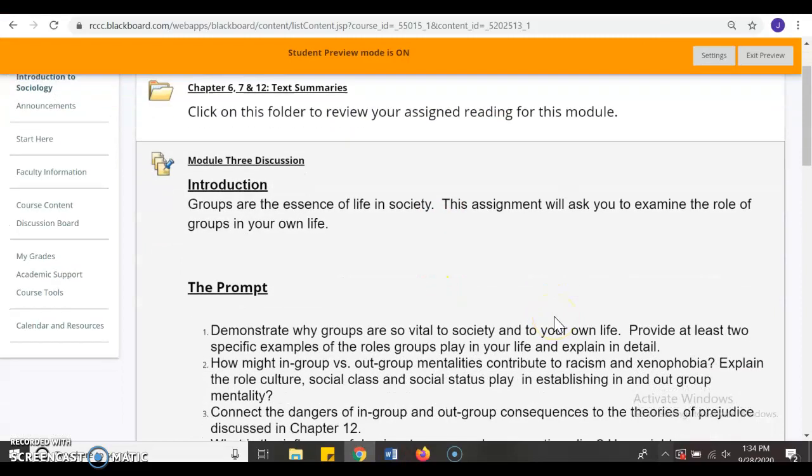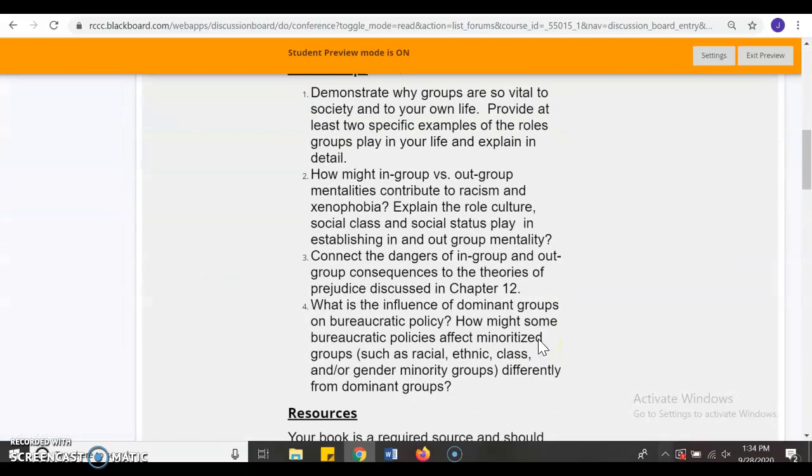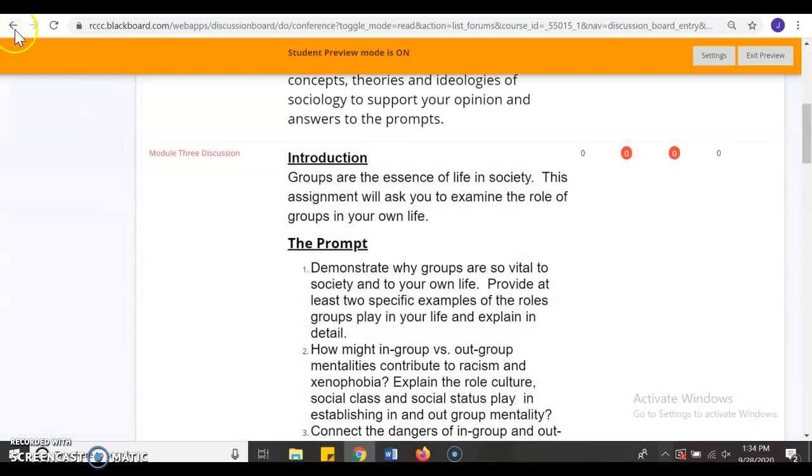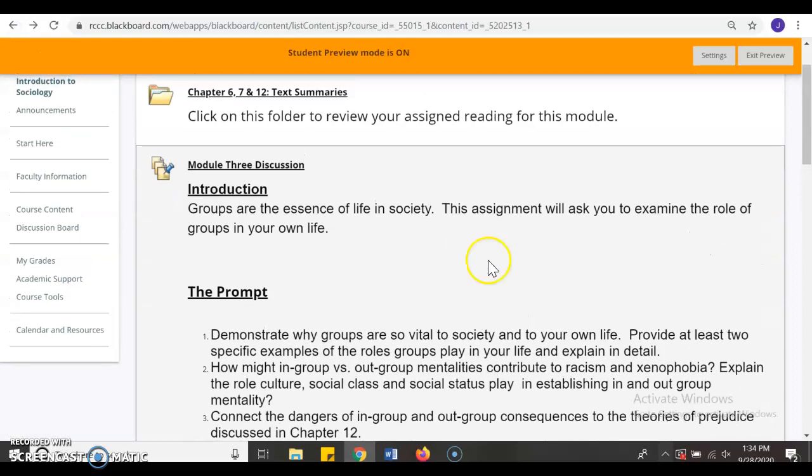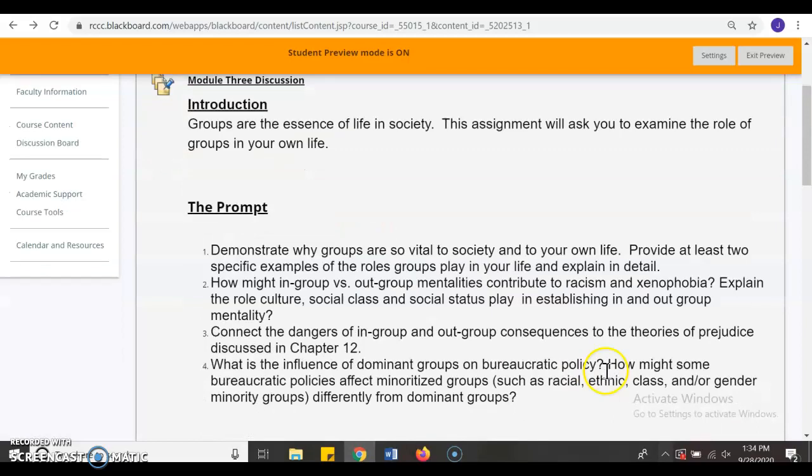So let's get into what you're required to do. Again, you're on the discussion board, which you'll find over here. Just go to the link and you'll see it right there, discussion board, module 3 discussion. So you've got 4 questions to address that are all integrated and connected to chapters 6, 7, and 12.